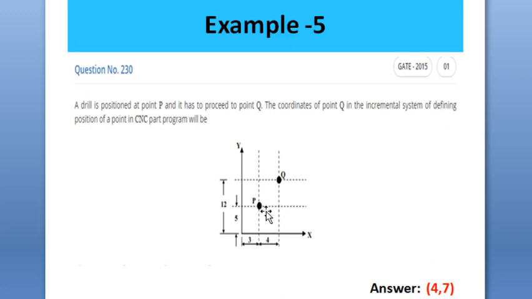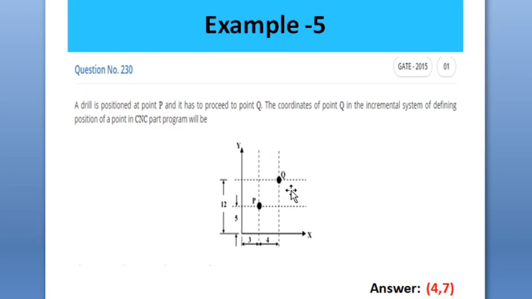Point P is defined as 3, 5. Point Q is 7, 12 in the absolute coordinate system. The point P is taken from the origin: 3 along the x direction, 5 along the y direction. The coordinates of P are 3, 5.